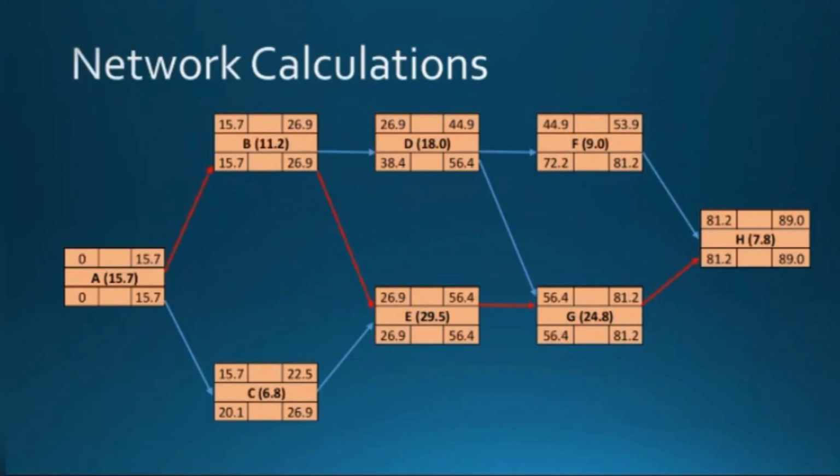For E, B is the predecessor, so 26.9 plus 29.5, that is 56.4. Likewise, we need to calculate the remaining activities up to 81.2 and 89. So the forward and backward pass use the same method. The duration of the project is 89 days. And the critical path is where the activities have the same early start and late start, and early finish and late finish: A, B, E, G and H. That is the critical path.